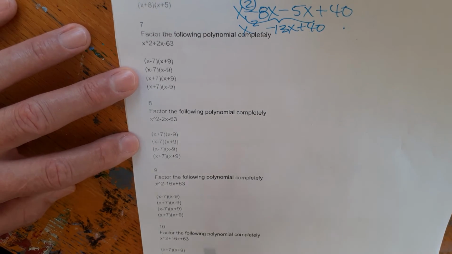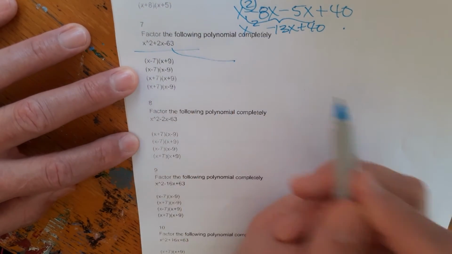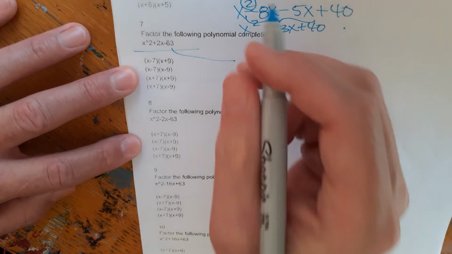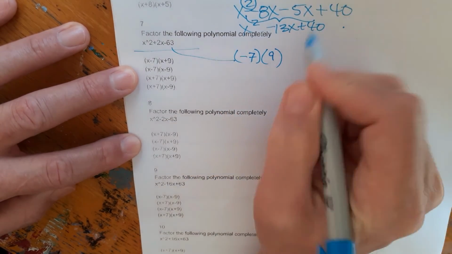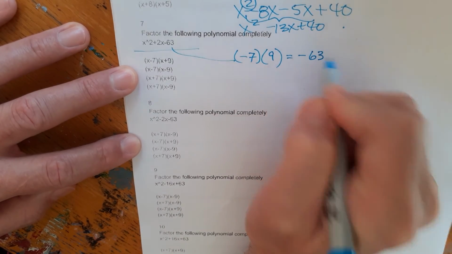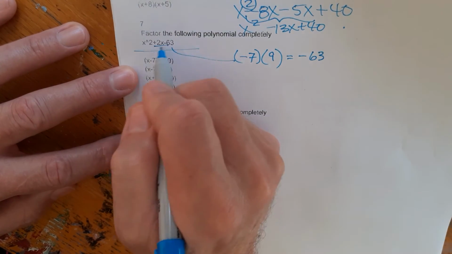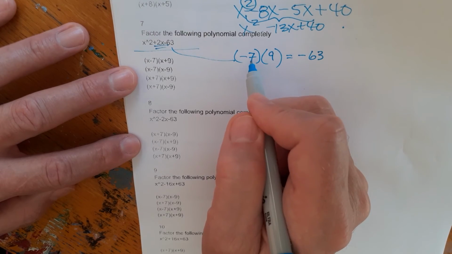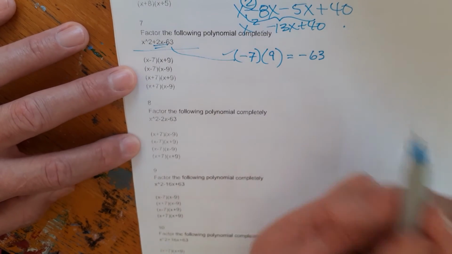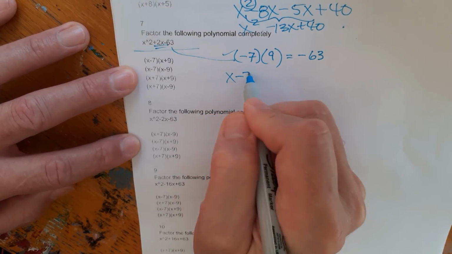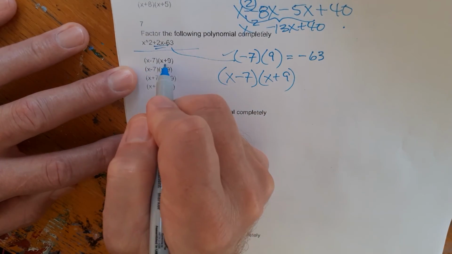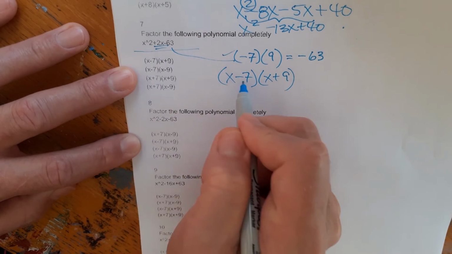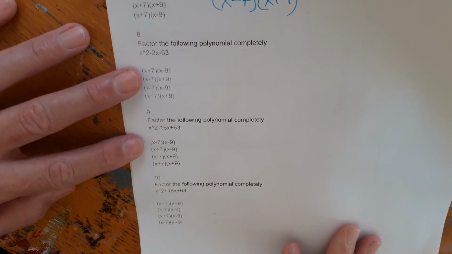So factor the following polynomial completely. Here it is. What two numbers when multiplied together equal negative 63? So how about a negative 7 times a 9? That equals negative 63 when we multiply it. Does it add to be 2x? Well, I got lucky here. 9 and minus 7 is a 2, so this is it. It's just the first one I tried. x minus 7, x plus 9, match it up. x plus 9, x minus 7, done.